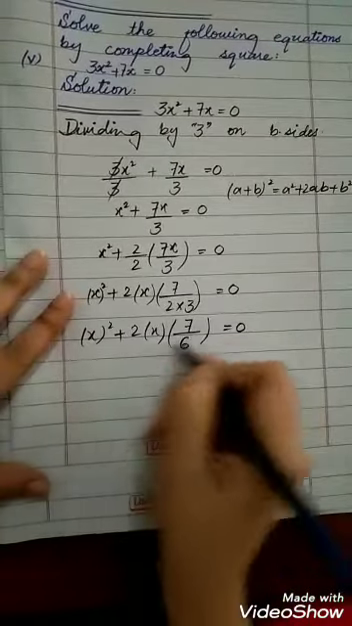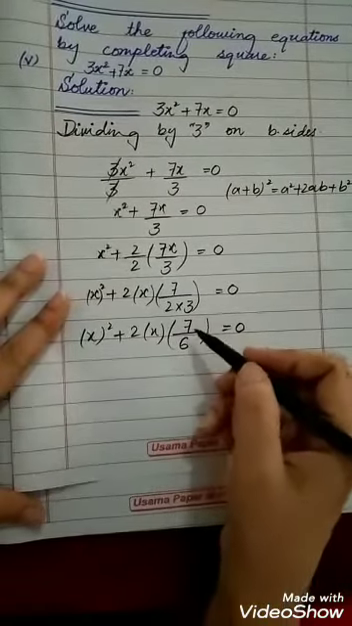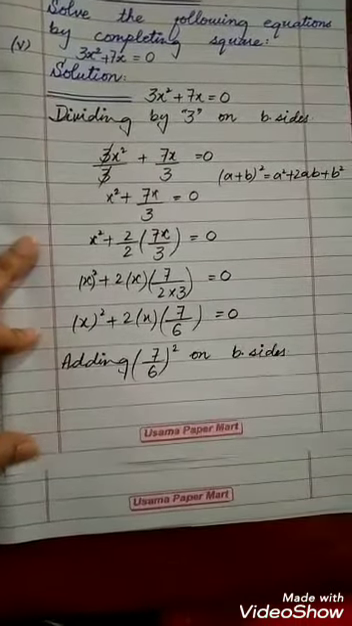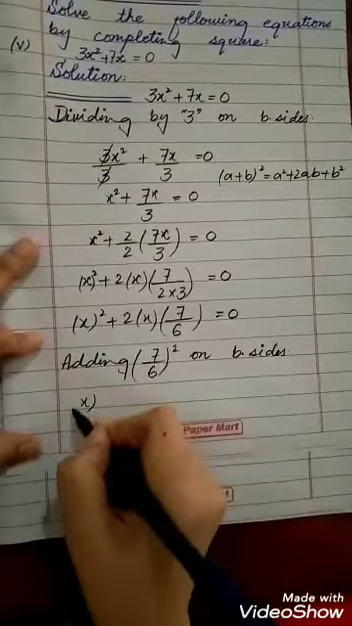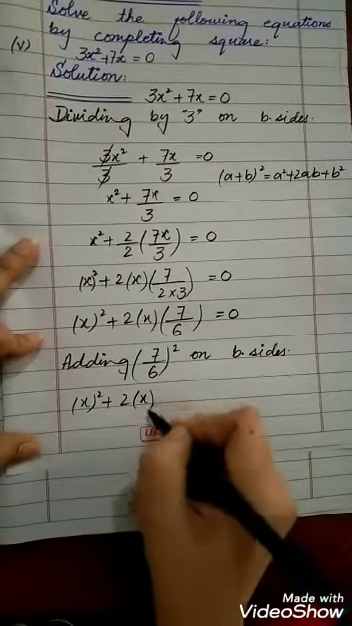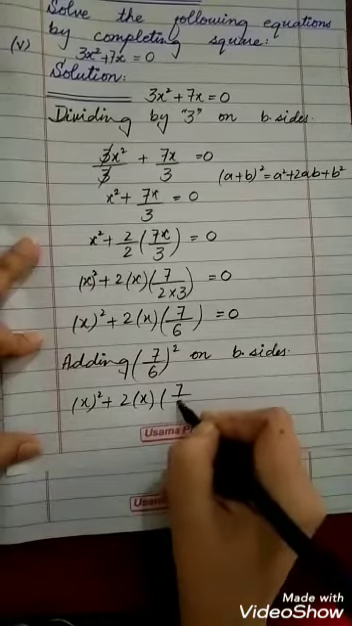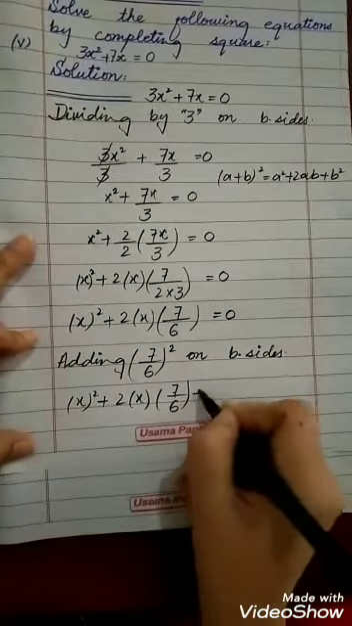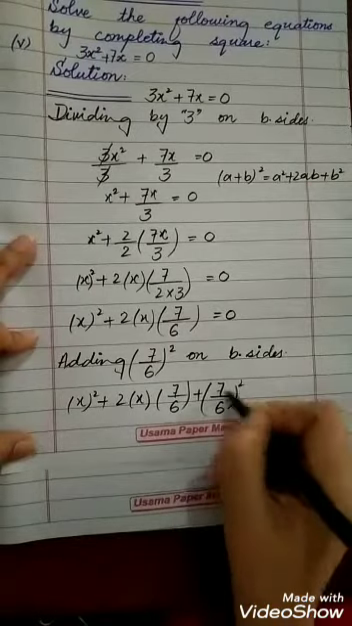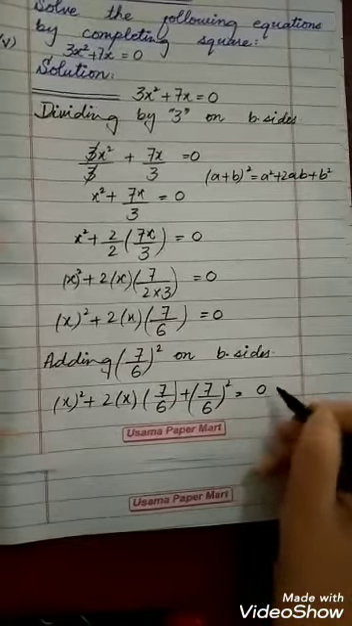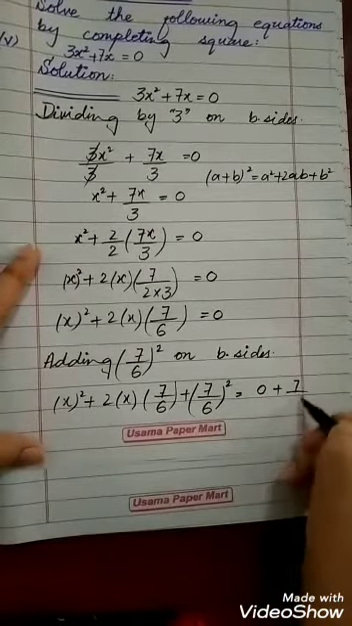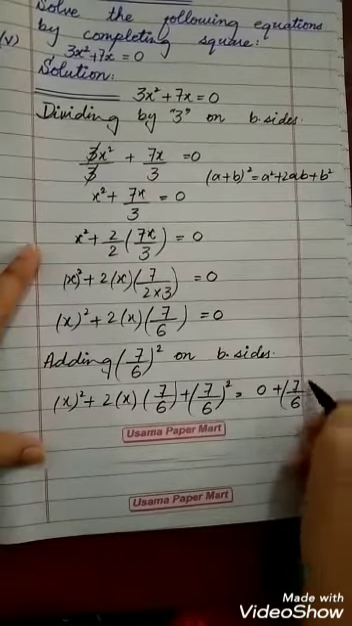What to do? We will add 7 by 6 whole square on both sides. So x square plus 2x into 7 by 6 plus 7 by 6 whole square is equal to 0, because we will add on both sides, left and right, 7 by 6 whole square here.